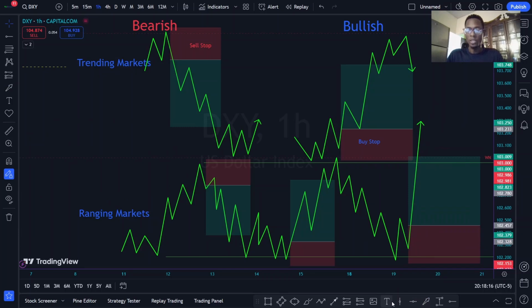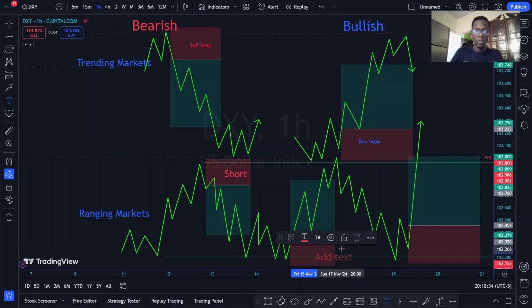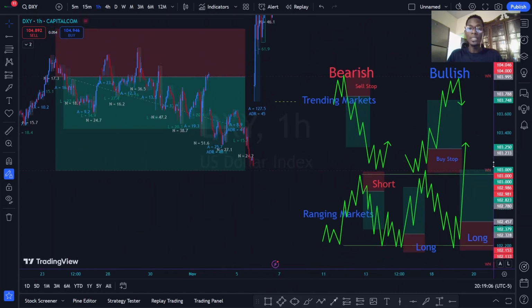All right, so another term for you guys would be short. Let's change this to red, and then we have long. Let's change this to blue, and let's copy and paste this and put it here. Right, so this would be a long order. All right, so these would be the main type of orders that we will utilize when we are looking at these charts. You will be able to see these market conditions at any point in time.